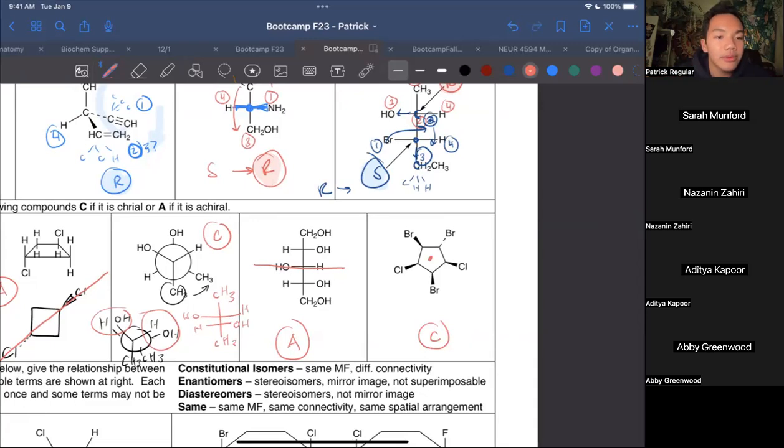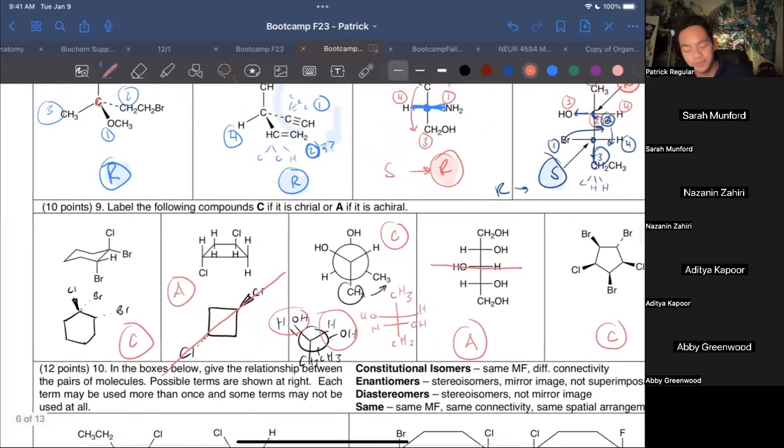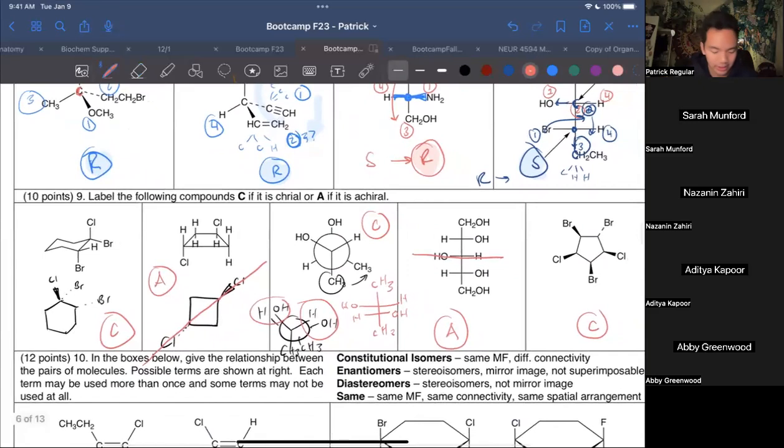If the other bromine was also dashed, would it be achiral? Yes. If this, perchance, was dashed, it would be achiral. The plane of symmetry would be right down there. That would be right. Yeah, that would be achiral. But life is hard. Berg hates you. Bootcamp hates you. I don't hate you. This is chiral. So let's make it real pretty.